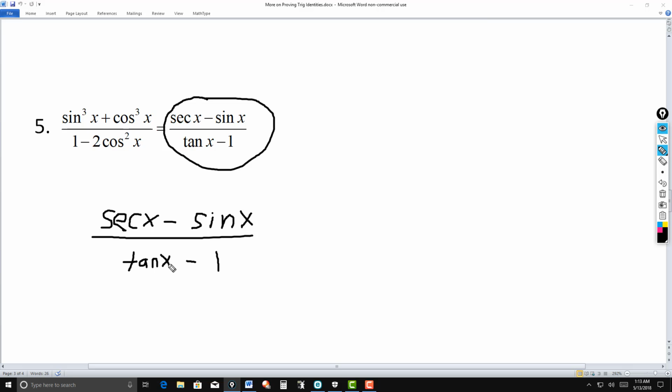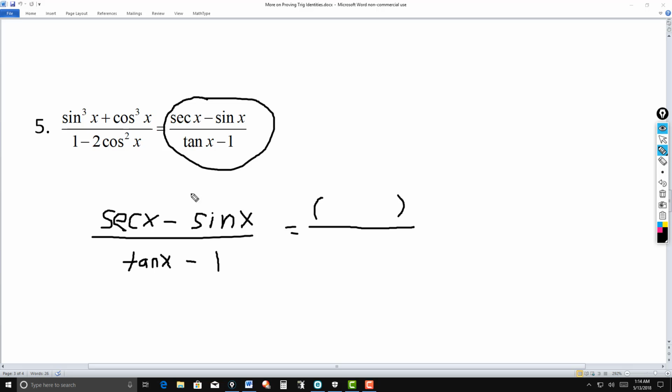You can just say, okay, let's focus on the denominator. Say, well, how can I get 1 minus 2 cosine squared x out of tangent x minus 1? Okay. Well, let's do it this way. So in this case, this is what you would do if you're starting with the right side. And I'm just going to work with the denominator for now. So I'm going to put parentheses here.